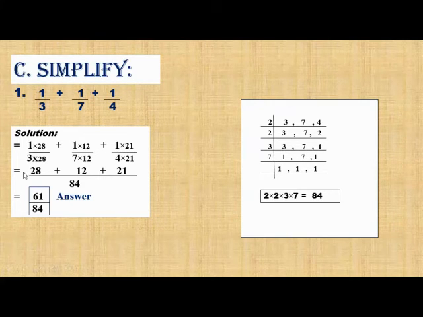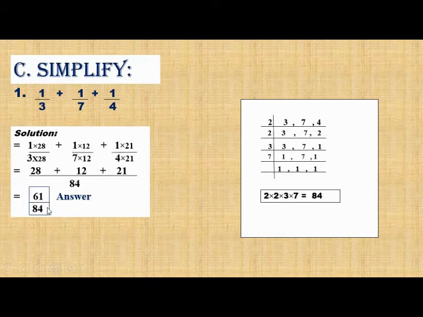Now, in the second step, you have to multiply. 1 multiplied by 28 is 28, 1 multiplied by 12 is 12, 1 multiplied by 21 is 21, all upon 84. Now add these. 28 plus 12 plus 21 equals 61 upon 84. This is your answer because the numerator is less than the denominator. So this is your answer.